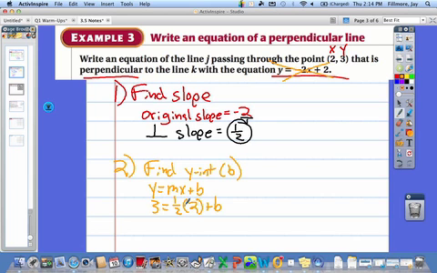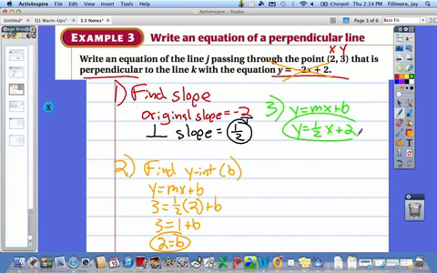Simplifying, 1/2 times 2 is 1, so 3 equals 1 plus b. And I'll subtract 1 from both sides so that it cancels on the right, and I'll end up with my b being 2. So now I can write my equation in slope-intercept form, again leaving x and y as variables. So if I plug in my slope, which is 1/2, and my y-intercept, which is 2. Ta-da!